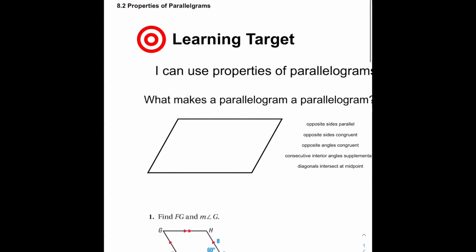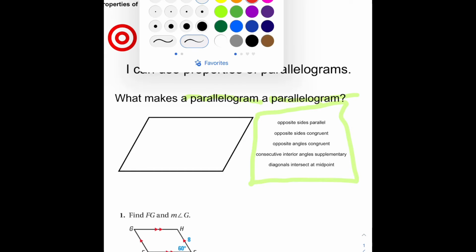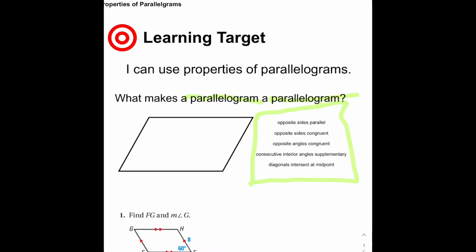All right, Unit 8, Lesson 2, going to be focusing on parallelograms. So the big question, what makes a parallelogram a parallelogram? And you actually have all of these characteristics. So opposite sides are parallel. So that means that this line right here is parallel to this line, and these two lines are parallel to each other as well. Opposite sides are congruent.